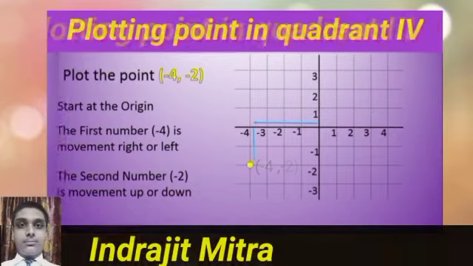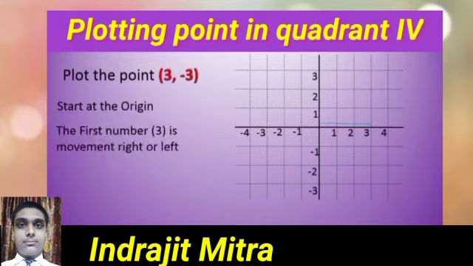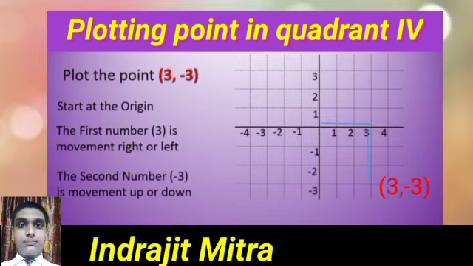A point 3, -3. We start from the origin. For the first number 3, we move towards the right. For the second number -3, we move down. The point at which these two movements meet is the place 3, -3.